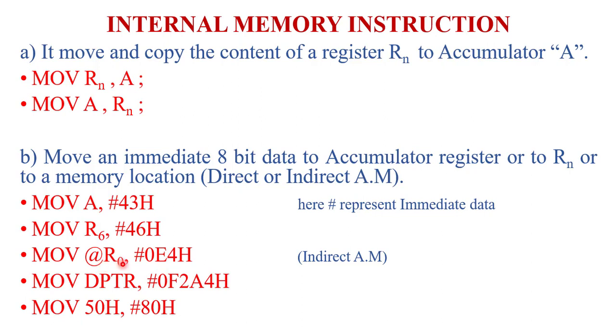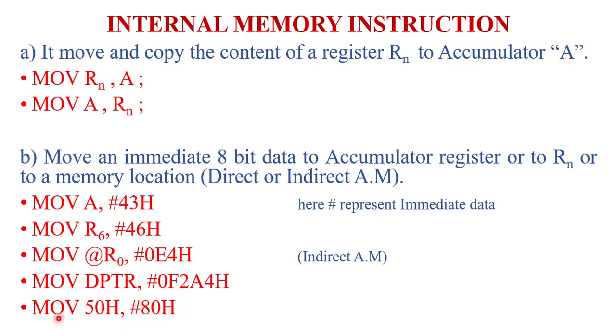This instruction tells that here we move this immediate data into that memory location whose address is mentioned in the R0 register. Next instruction is MOV DPTR, #0F2A4H. Here this is an immediate data. This immediate data is 16-bit data because DPTR is basically a 16-bit register. So here we want to move 16-bit data into the DPTR register. This immediate 16-bit data is moved into the DPTR register.